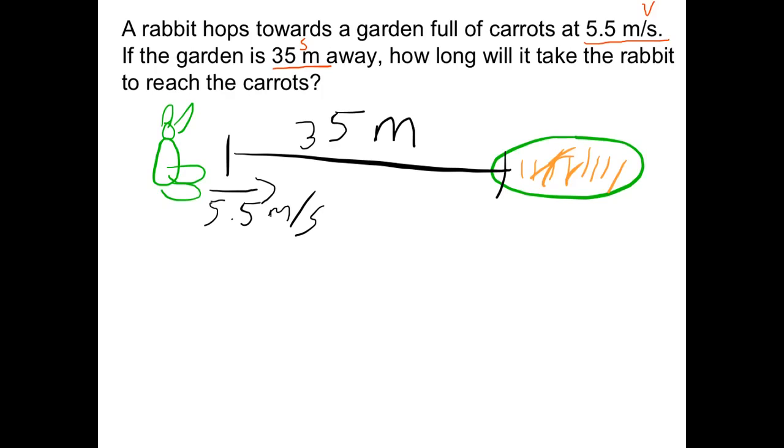All right, I got a rabbit. I'm hopping towards the garden. I know a displacement, I know a velocity, and I'm looking for, here we go, how long, which means I'm looking for time. How long does it take to go somewhere? Time. This is a constant velocity problem.